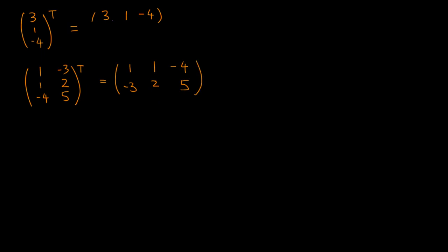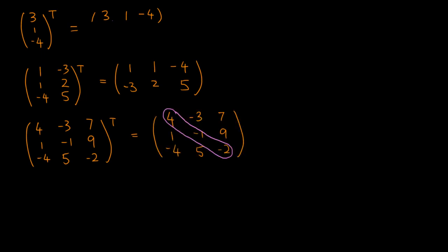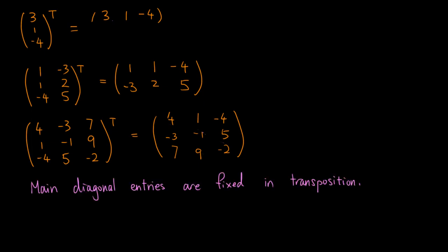For the 3 by 3 matrix, to form its transpose, again we circle the main diagonal. Then we can swap the entries 1 and -3, -4 and 7, 5 and 9. We get this matrix. Notice that the main diagonal entries are fixed in transposition, so they always remain in their original positions.